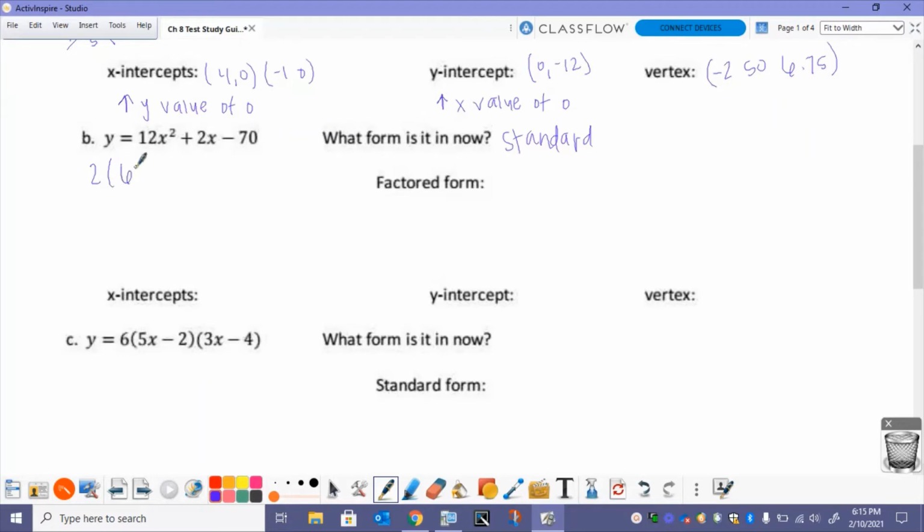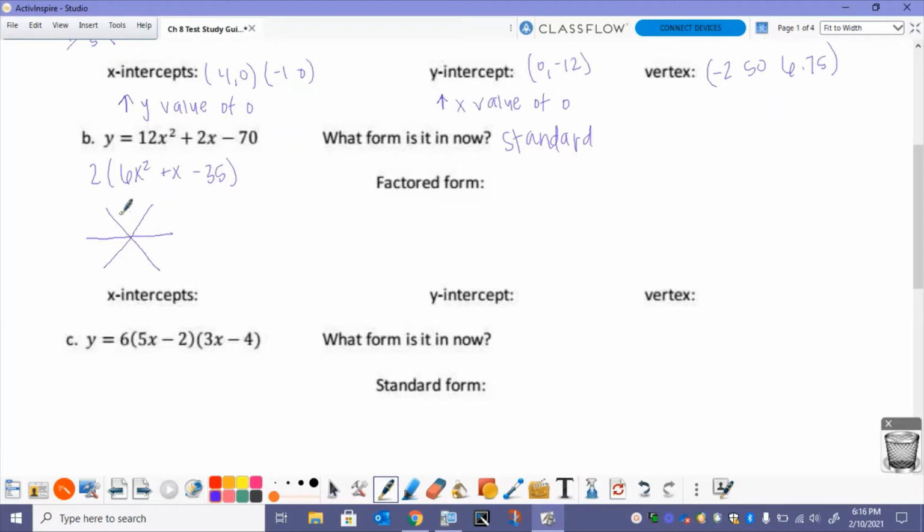So 2 times 6x squared would give us 12x squared. 2 times x would give us 2x. And 2 times negative 35 will give us negative 70. So now we're going to factor this trinomial out, just like normal.